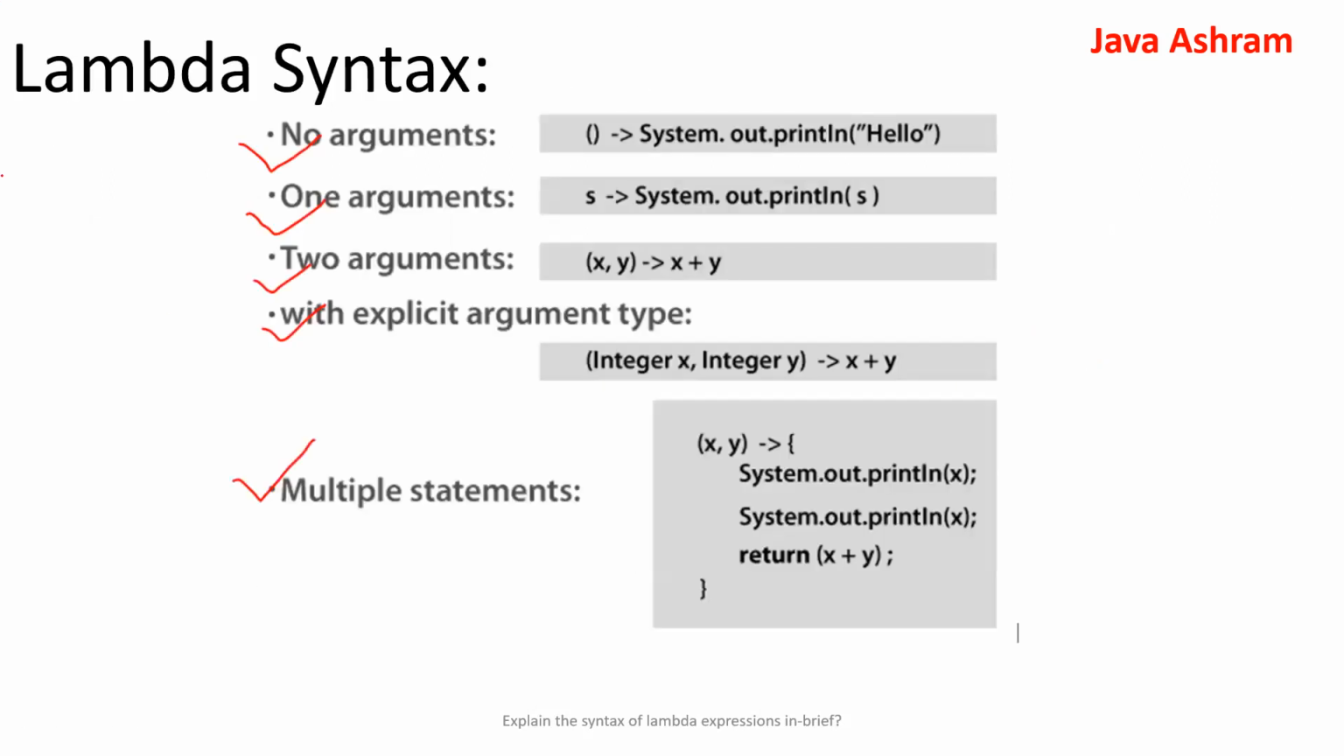So see how many ways you can create the Lambda syntax. So first is the no argument. Inside this, you see, we are putting no argument, right? Let me highlight it. So here, no argument. If there is no argument, then the opening and closing braces are not required.